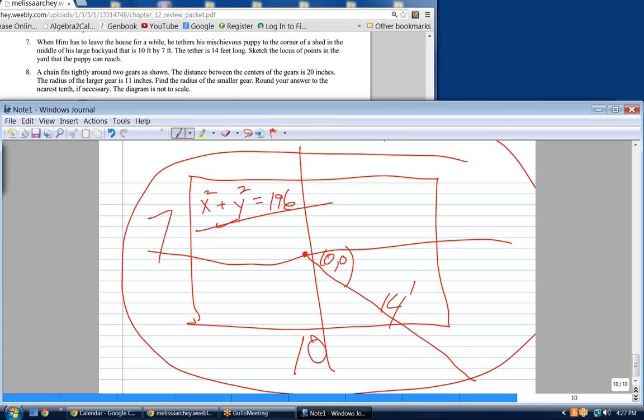Now, it's possible that they meant the shed was 10 foot by 7 foot. In other words, maybe this is the shed here, and this is 10 foot by 7 foot, this upper quadrant, and he can go anywhere from this point on the circle all the way around to the top part. But that doesn't make any sense. That would be a much harder math problem. All right, let's go on.